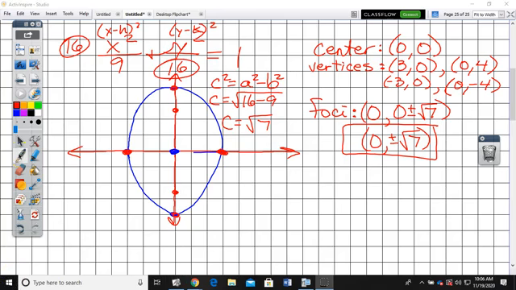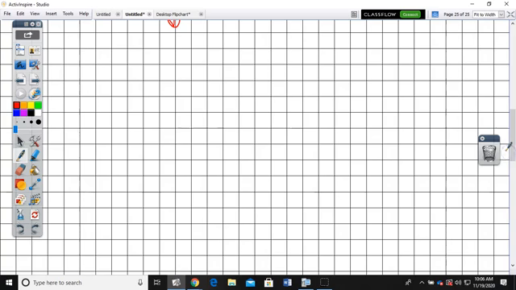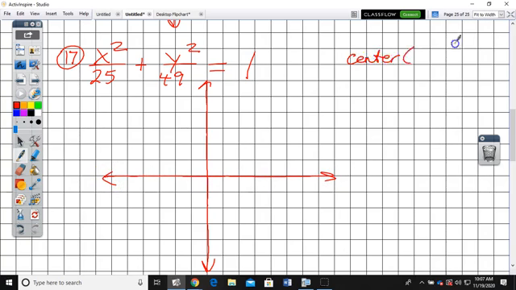All right, 17. Would somebody read me the question, please? It's x squared over 25 plus y squared over 49. All right. Make our XY plane. So, like I've been telling you, I always start with the center. What is the center? Again, 0, 0. Okay.